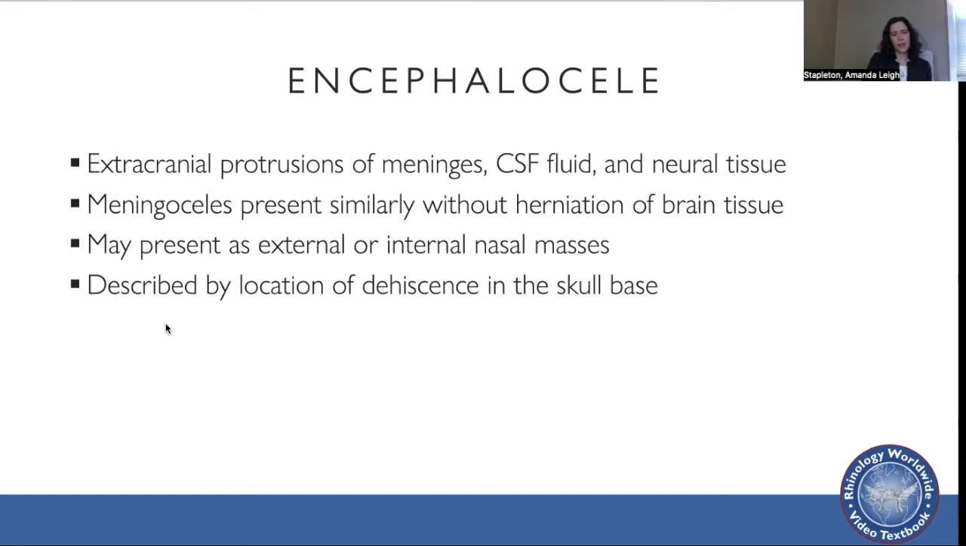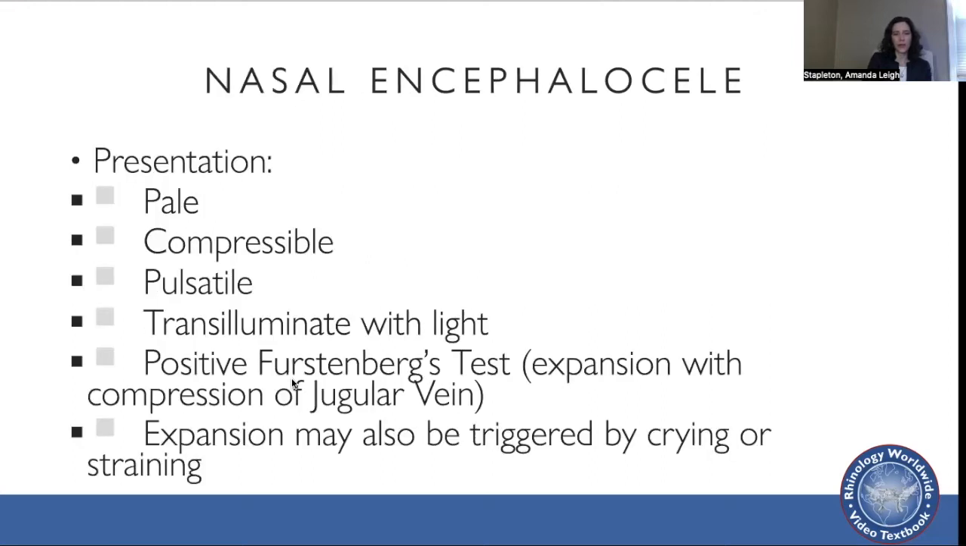Encephaloceles are different. They're extracranial meninges, CSF, and neural tissue. They can present without herniation of brain tissue, and they can be external or internal nasal masses, and they're really described by their location. So they can show up in your office with a baby who has a pale growth. It can be pulsatile, it can be compressible, and more importantly, you have a positive Furstenberg sign, which is basically when it can be triggered by crying or straining because you're expanding the jugular vein.